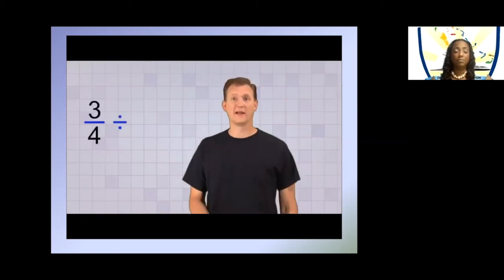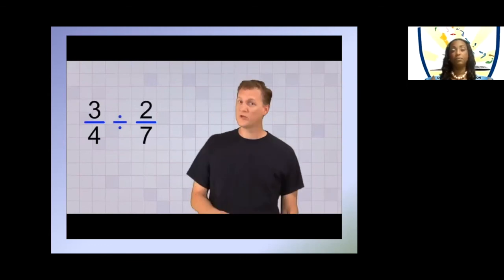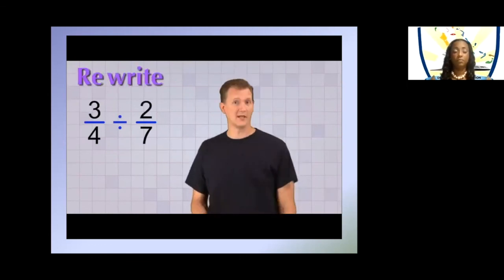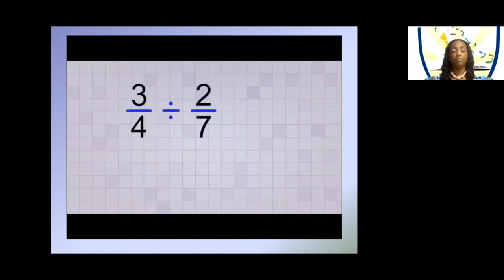As always, let's see a couple examples of how this works so you'll really understand. Let's try this problem. 3/4 divided by 2/7. Okay, so the first thing we want to do is rewrite our problem. Instead of dividing by 2/7, we can multiply by the reciprocal instead. The reciprocal of 2/7 is 7/2. So our problem becomes 3/4 times 7/2.